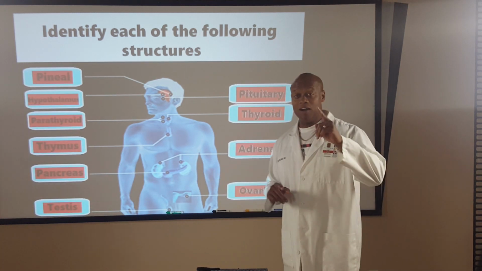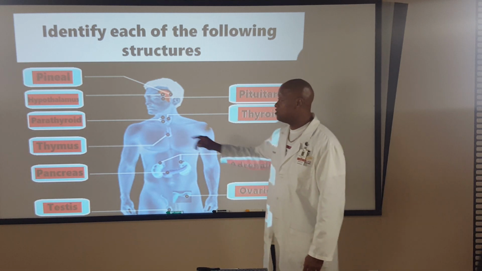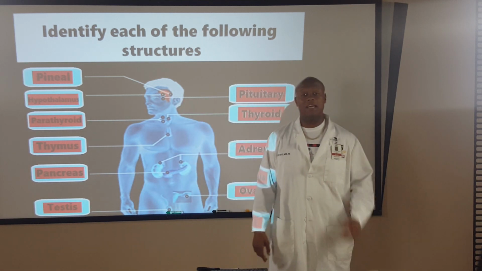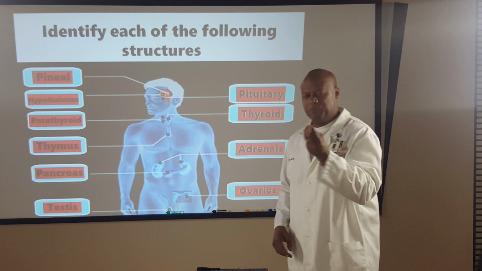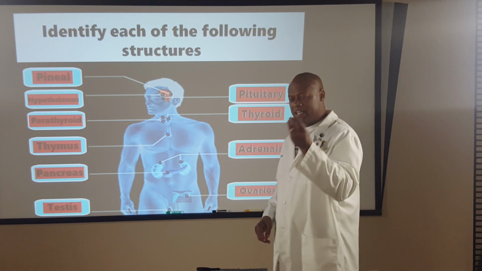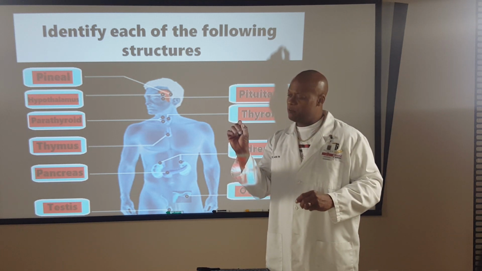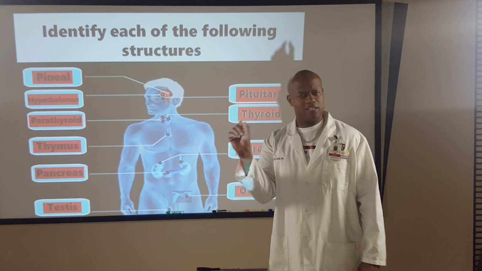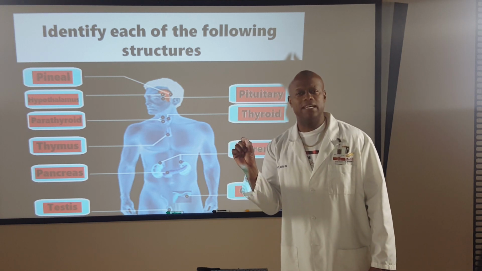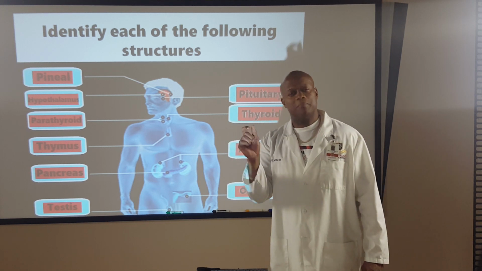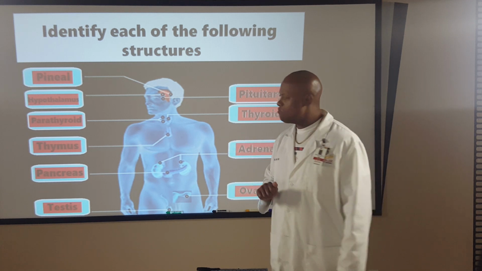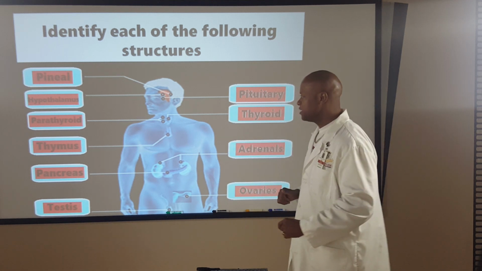Number 1 should have been pineal gland. Pineal gland. That's a special word. When they say pineal gland, they're referring to this structure that looks like it's about the size of a pea, but it's shaped kind of like a pine cone. Pineal gland. Good.